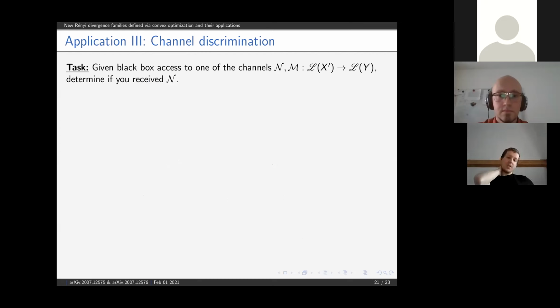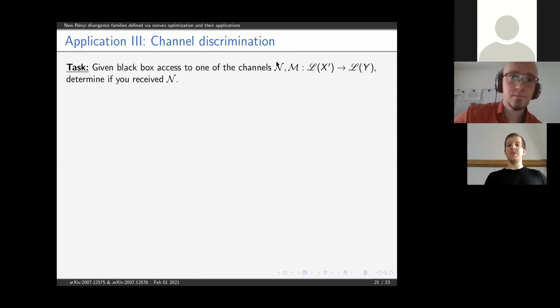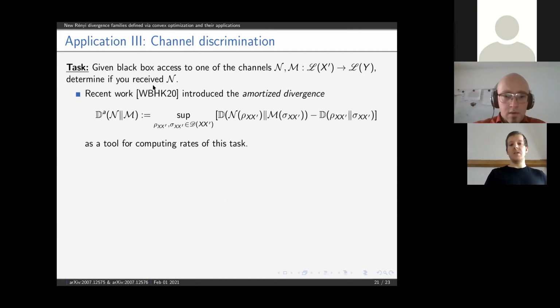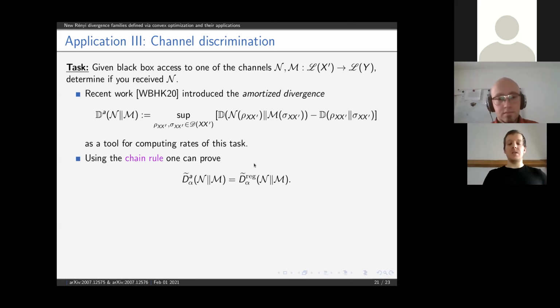Finally, the third application I'd like to mention is that to channel discrimination problems. So in channel discrimination, you are given a promise that you're going to receive one of two channels, n or m, and you're asked to determine whether you received n, given black box access to this channel. And so in recent work cited here, they introduced a quantity known as the amortized divergence. And they showed also that this amortized divergence was a useful tool in order to compute rates of the channel discrimination problem. And actually using the chain rule on the previous slide, one can show that the amortized sandwiched channel divergence is actually equal to this regularized sandwiched channel divergence.